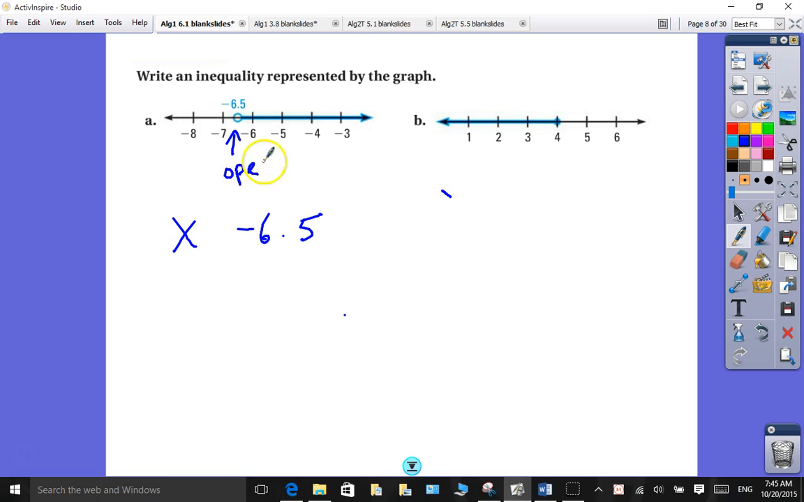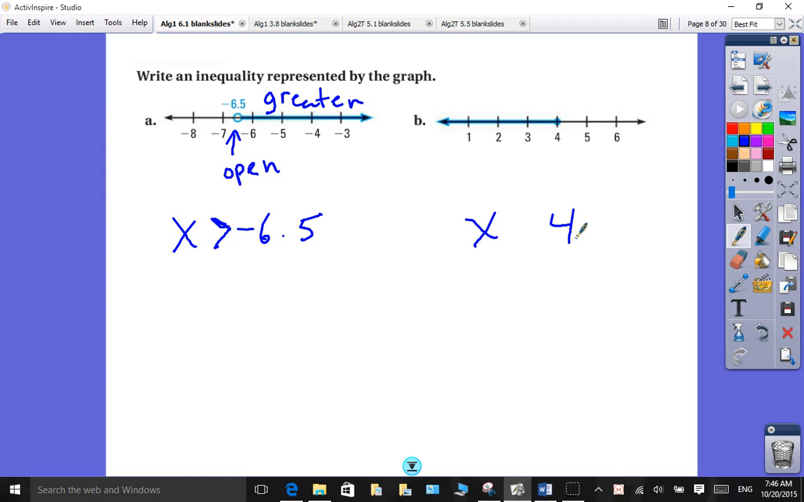Is it greater than or less than? On the number line, greater is to the right, right? So it's shaded to the right, so it's greater than negative 6.5. That's a bad straight line. Okay. How about the second one? Let's see. It's definitely got a 4 in it. It's got an x and it's got a 4.